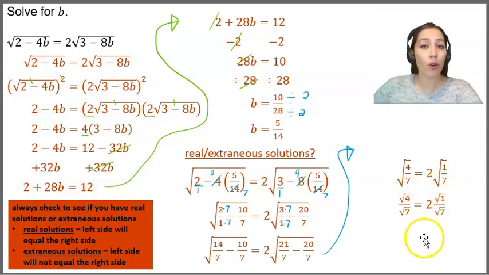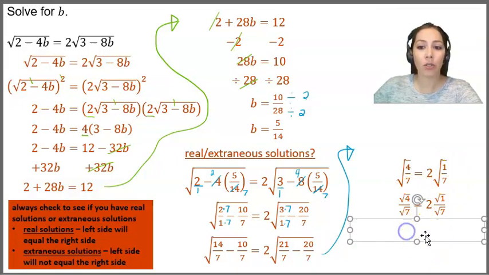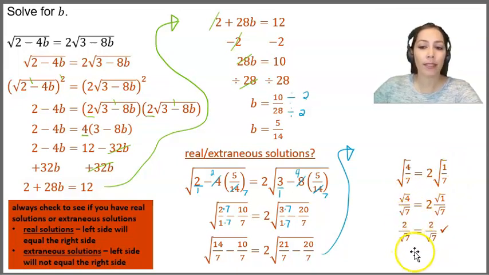Now the square root of 4, that's a perfect square. That's just going to equal 2. And square root of 7 in the denominator. Over here, I know the square root of 1 is 1. And 1 times 2 is 2, all over the square root of 7. Now, I know that this is not the proper way to write a final answer, but I'm just doing a check. I just want to see if the left side equals the right side.